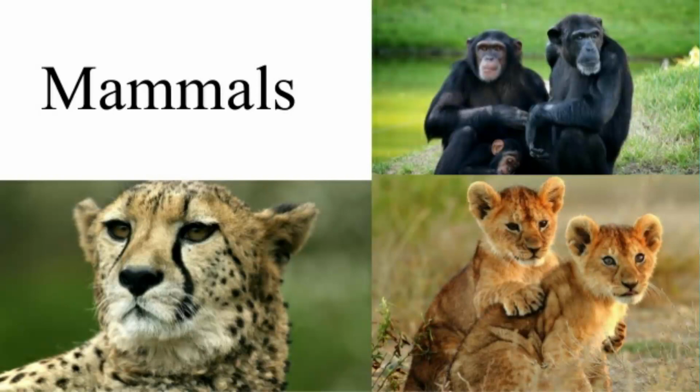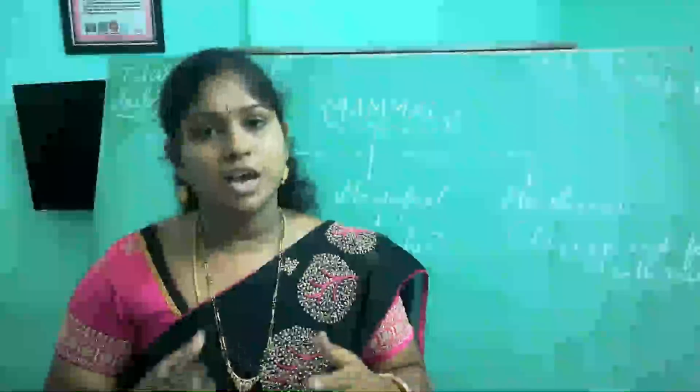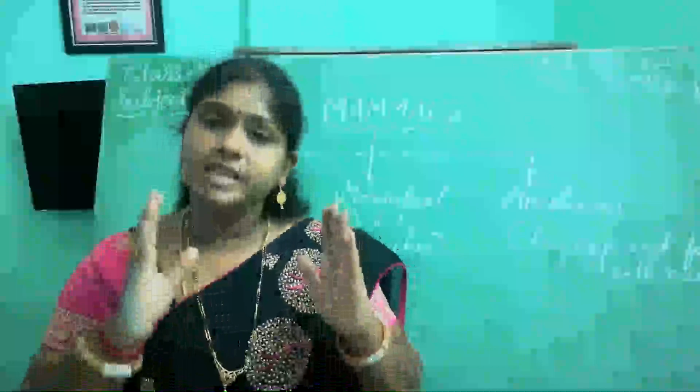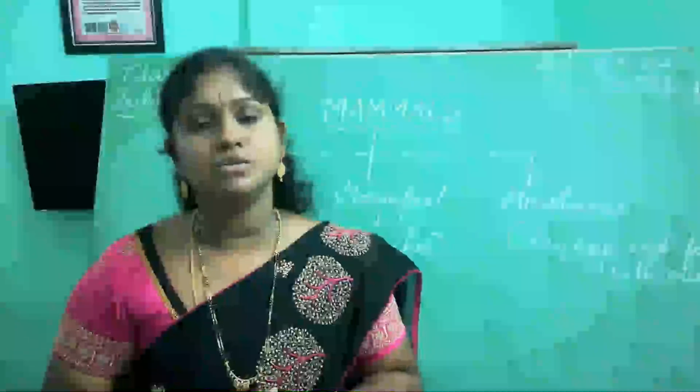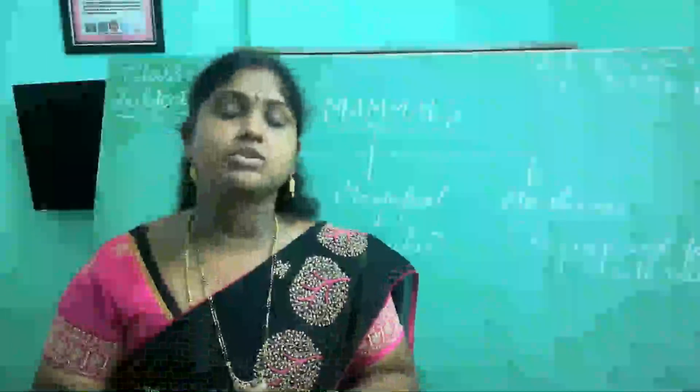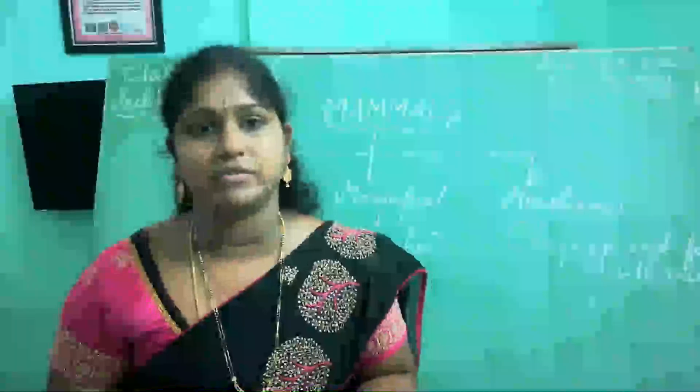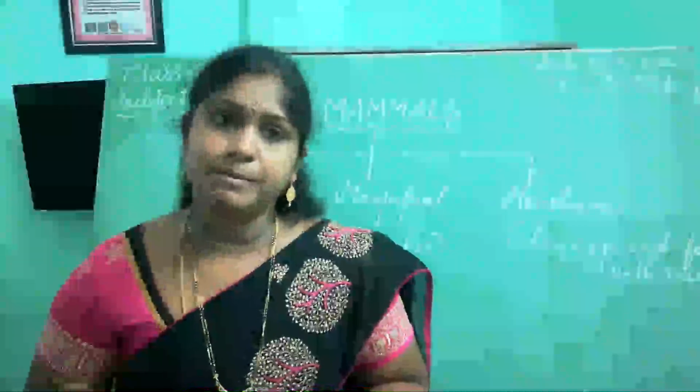So what is a mammal? Mammals are the animals which give birth to young ones and feed their young ones with their milk. And they also have hair, bristles and fur. Now let us discuss these mammals. These mammals are divided into 3 types. But before showing the 3 different types of mammals, I am going to show you what a mammal is first of all and what are the examples of mammals.